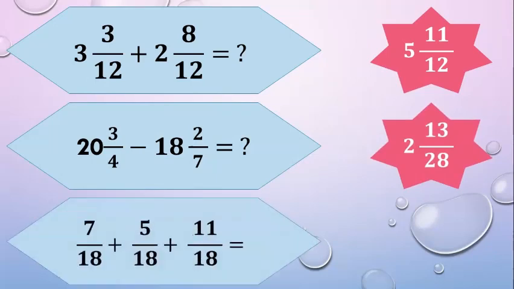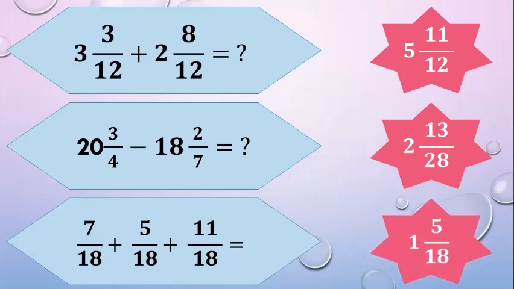Last. So you are going to add these three fractions. Time is up. Your answer? Very good. It's 5 and 5/18. So don't forget to write your score on top of your paper or your activity notebook.